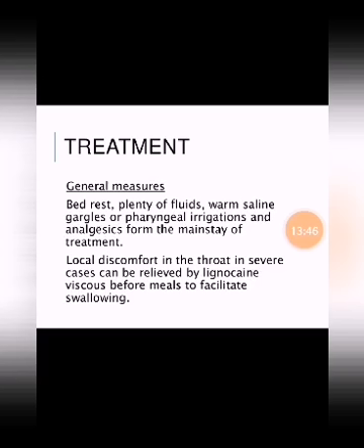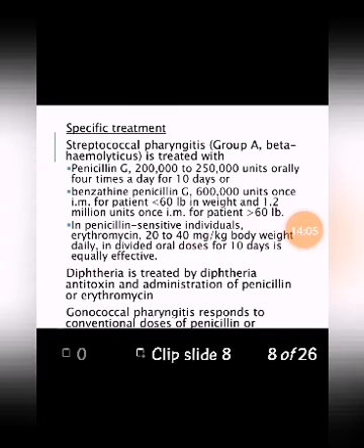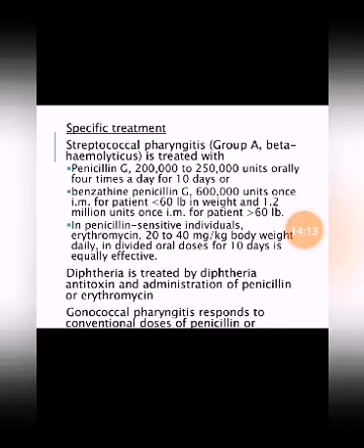Now, what is the treatment? Some general measures for acute pharyngitis are antioxidants, warm saline gargles, or pharyngeal irrigation, and analgesics to manage the treatment and local discomfort, because in severe cases it can be relieved by ibuprofen, and used to reduce swelling. And there is some specific treatment as well.